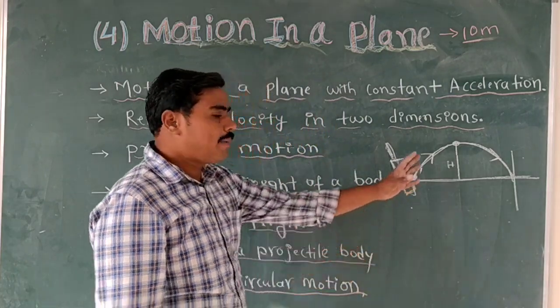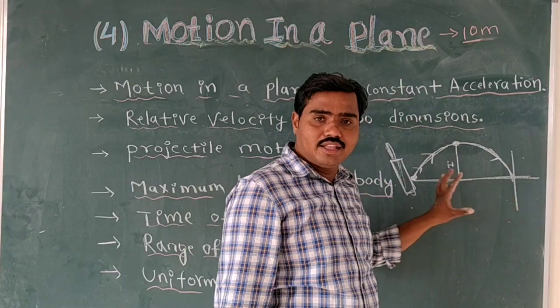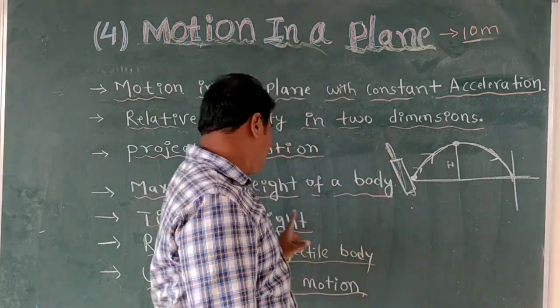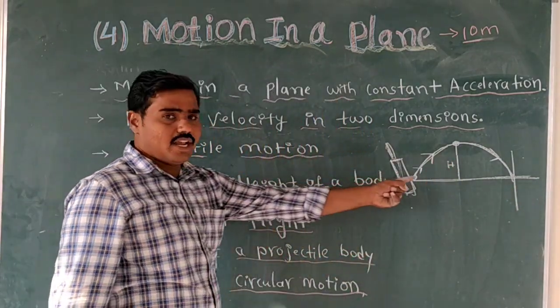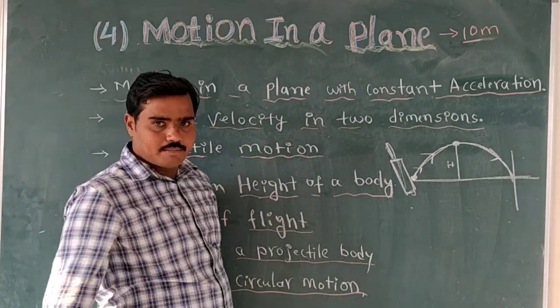That is called projectile motion. This one is a projectile motion. And the next one is the maximum height of a body.